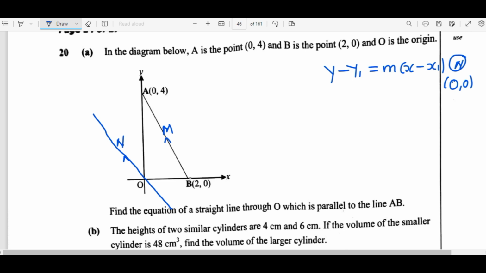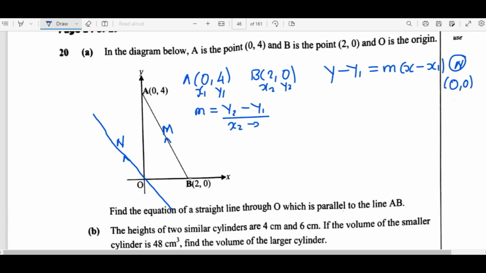So we'll say m is equal to (0,4) as x1, y1 and (2,0) as x2, y2. So gradient is equal to y2 minus y1 over x2 minus x1. So what is our y2? 0 minus 4 over x2 is 2 minus 0. We have on top negative 4 over positive 2, which is negative 2. So this is the gradient of this line.